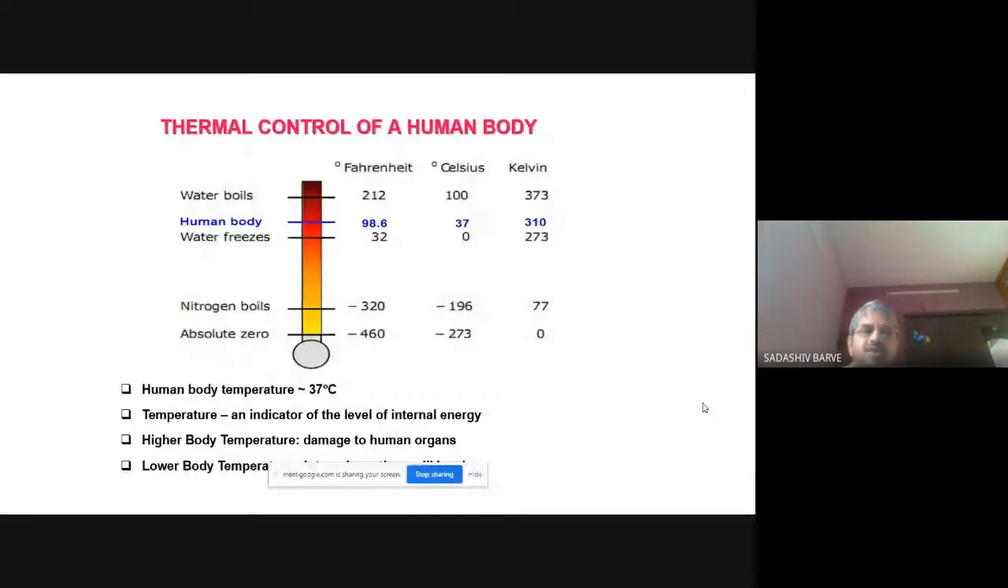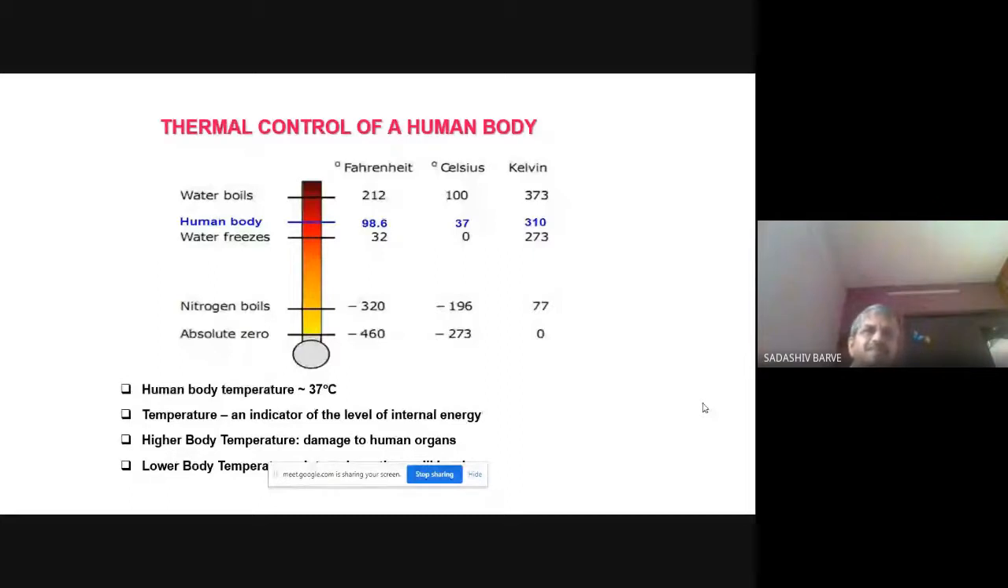Human body average temperature is maintained around 37.5 degrees centigrade by the internal heat balance within the body, while temperature is an indicator of the level of internal energy within a given body. Many times, as the temperature increases, it damages the human body. That is why we worry because of some malfunctioning of some of the systems.